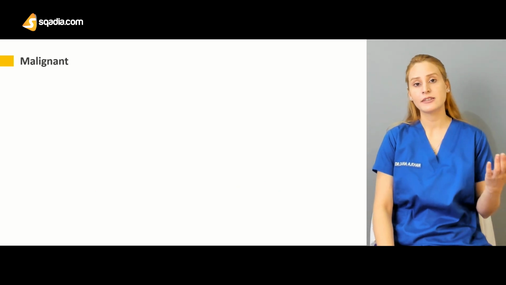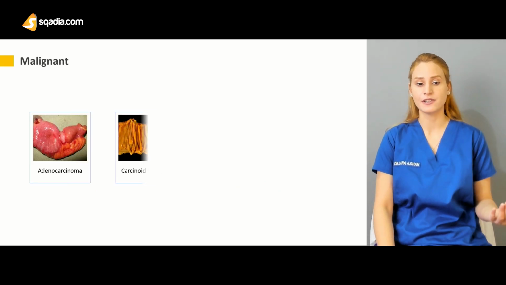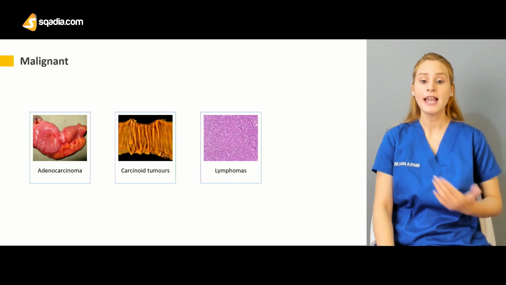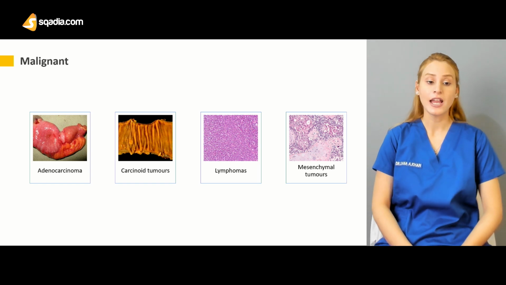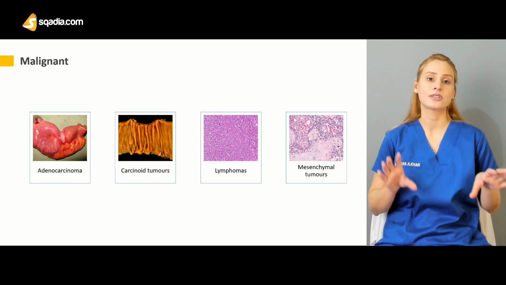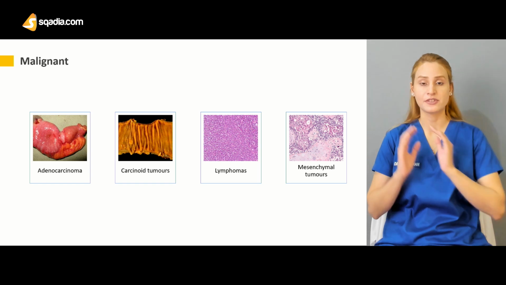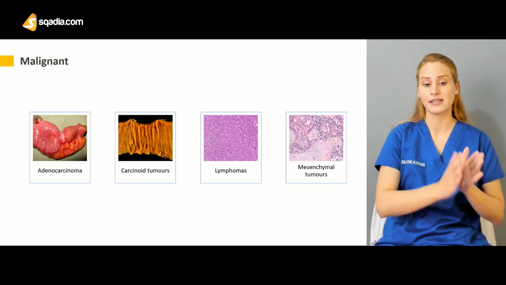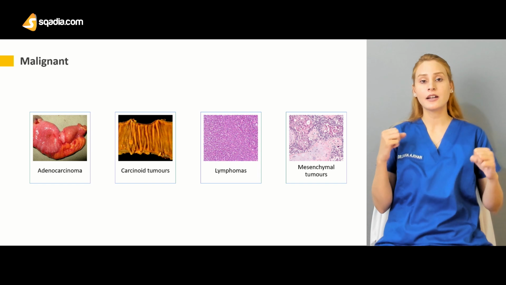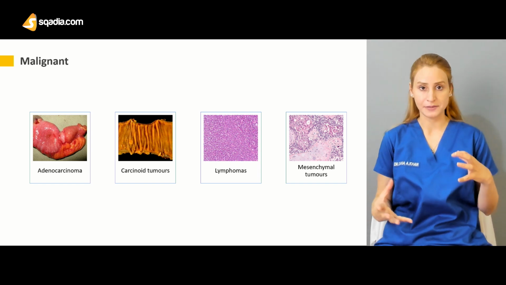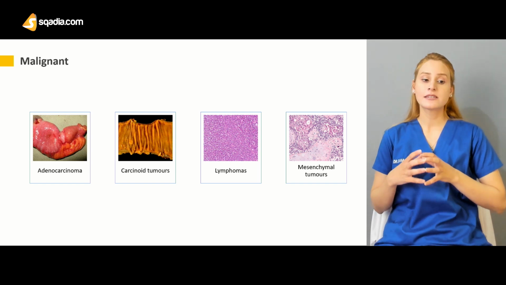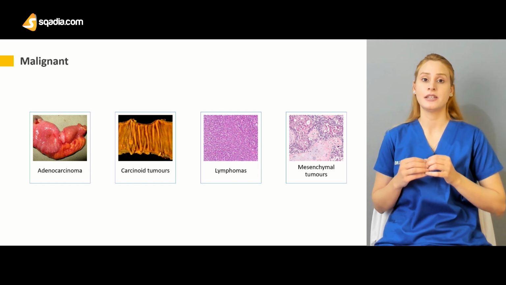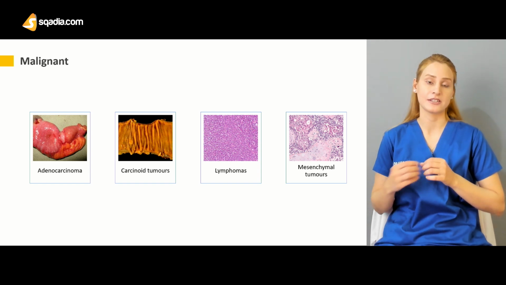So when you talk about the malignant tumors, we have the adenocarcinomas, we have the carcinoid tumors, the lymphomas, and the other mesenchymal tumors. We'll be talking in detail about these tumors one by one, but I'm just giving you the overview about adenocarcinoma. Obviously, the epithelium of the small intestine is columnar epithelium. So every tumor which is arising from the columnar epithelium is an adenocarcinoma, especially the malignant tumors.